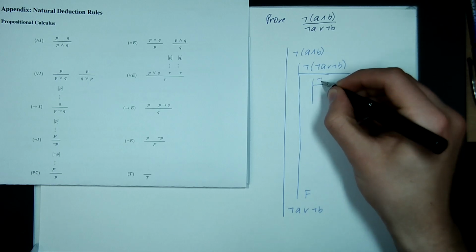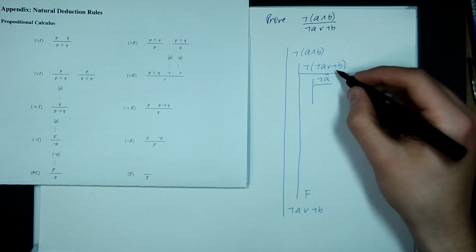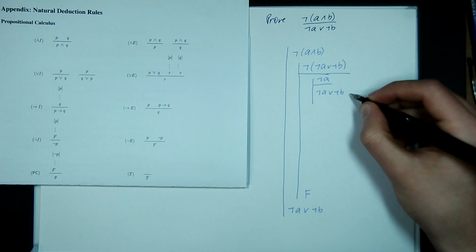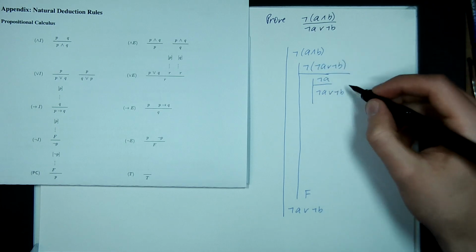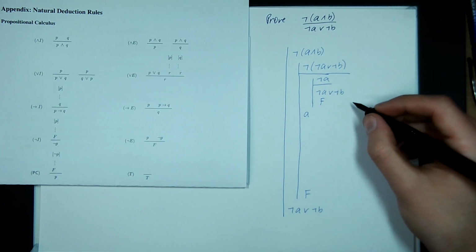If I assume not A, then I can always logically OR something for free. So I'm going to logically OR not B. Not A or not B. And oh look, this statement here and this statement here contradict each other. So I can get false, and then I can get A by negation elimination.